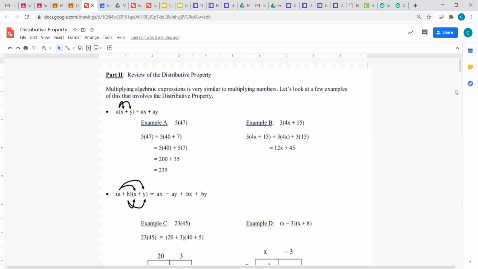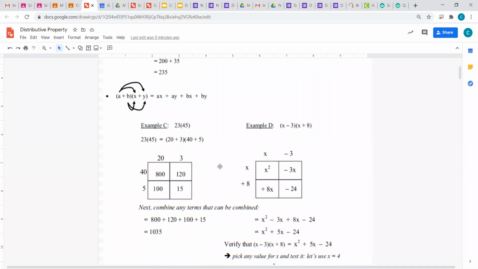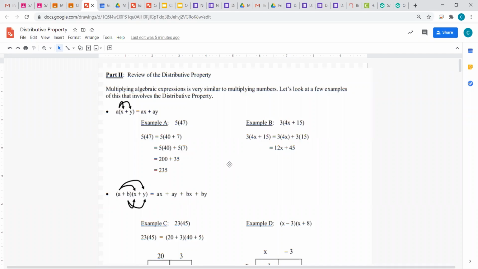So this lesson is a review of the distributive property. The distributive property is just a way of multiplying two expressions. And I've included this example sheet. There's no problems to solve here. They're just examples, and so this is a review. You should have done the distributive property, but I'm just going to go over the basics.